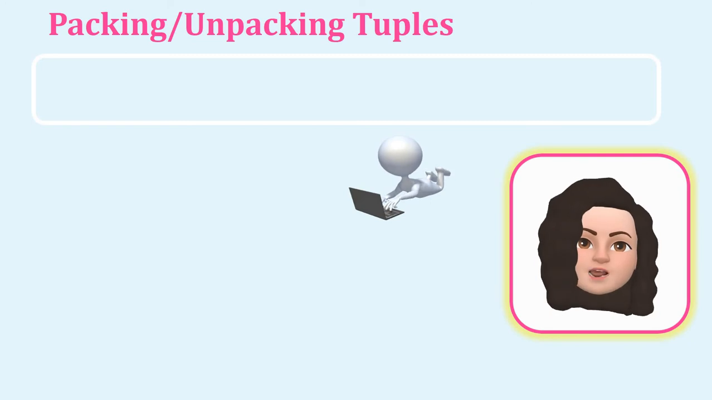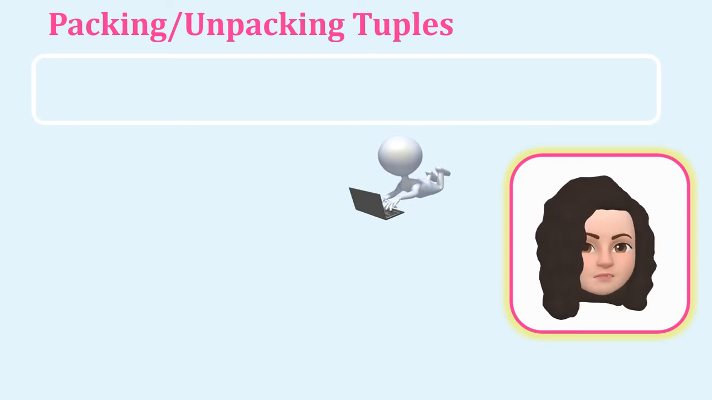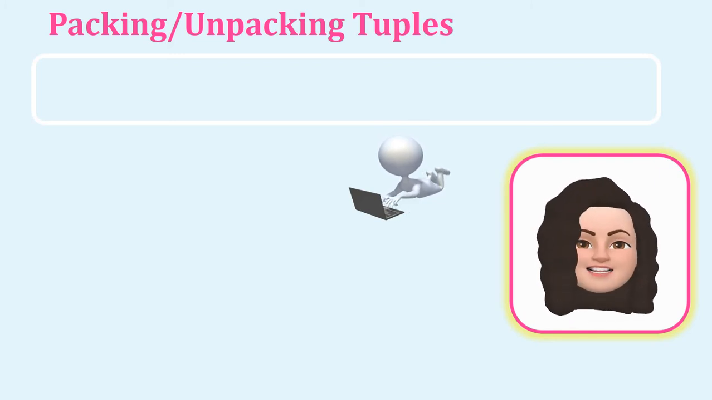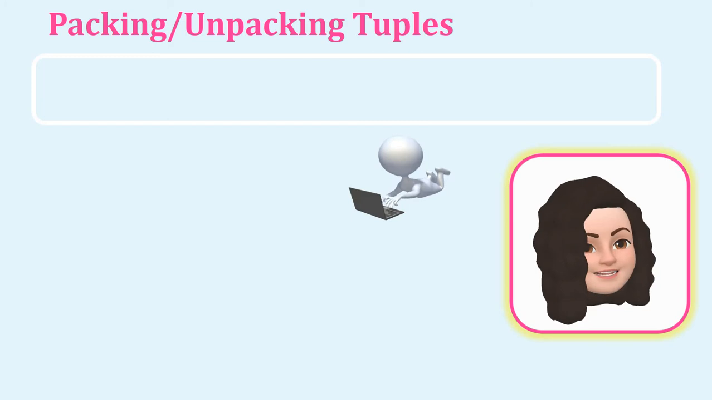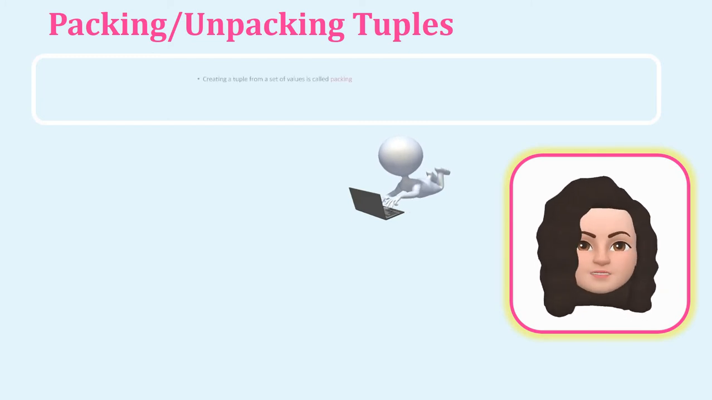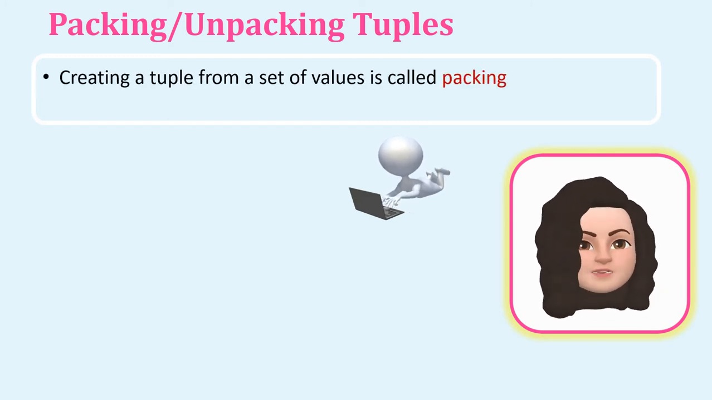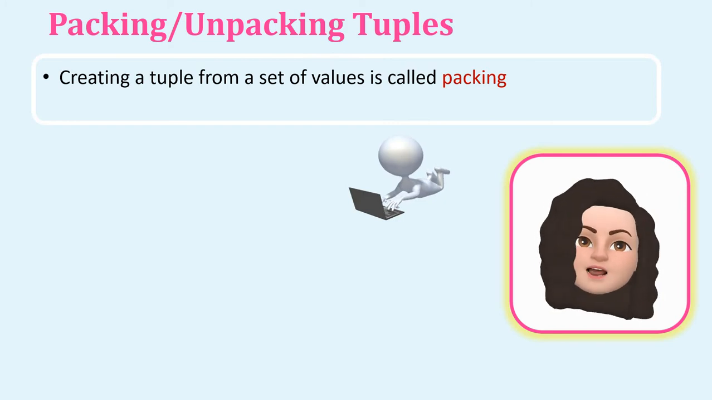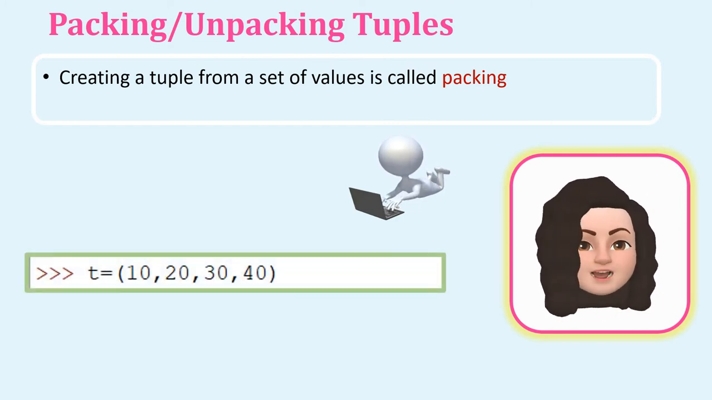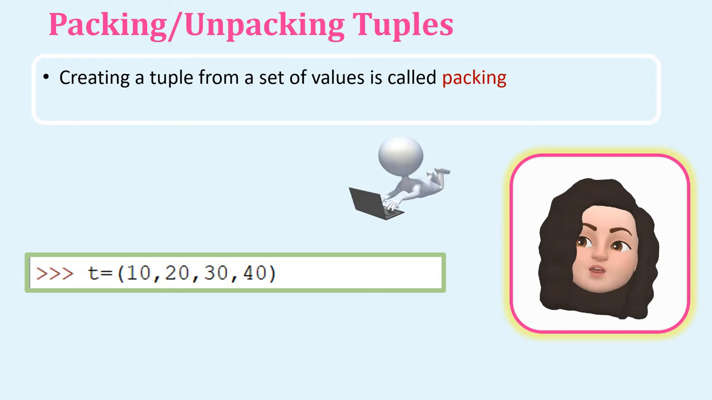Packing, unpacking. Packing and unpacking in a tuple. Wondering why? Interesting, right? Packing is nothing but simply creating a tuple from a set of values. So creating a tuple from a set of values is called packing. Let's pack a tuple. T is equal to 10, 20, 30, 40. Now we have created a tuple. This is known as packing.